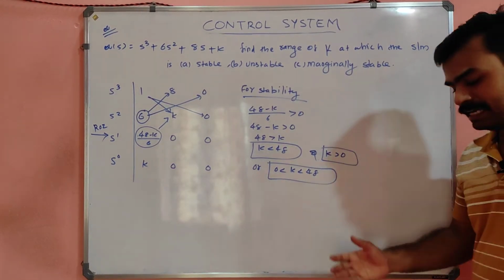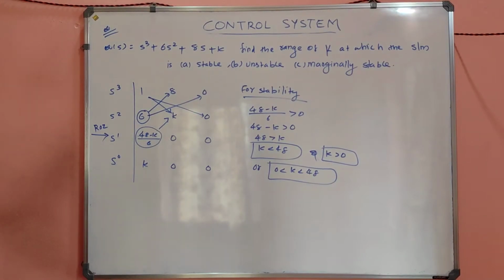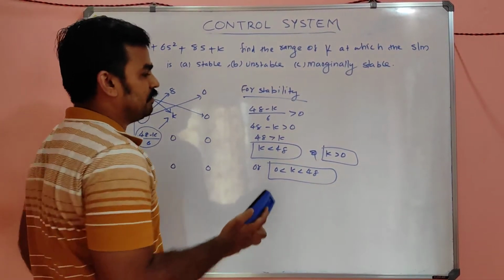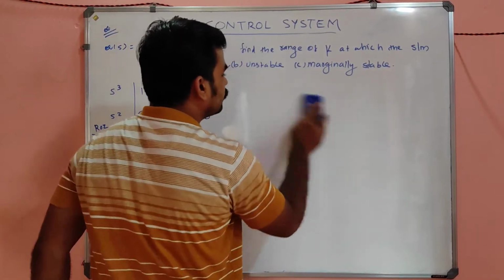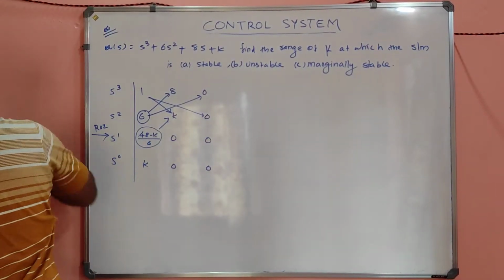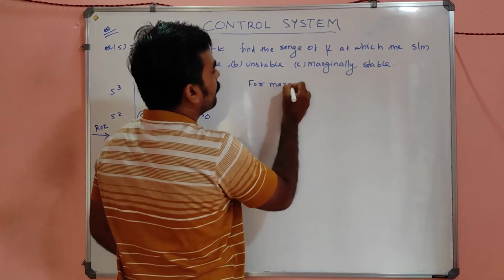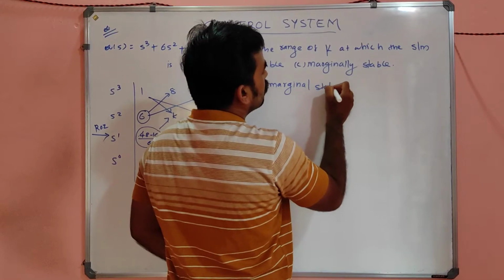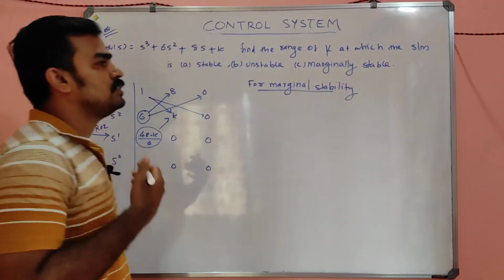So this is the condition for stability. Now we are going to check for marginal stability. So this is for the stability condition, right? Next for marginal stability, my dears. So what do we have to do for marginal stability?